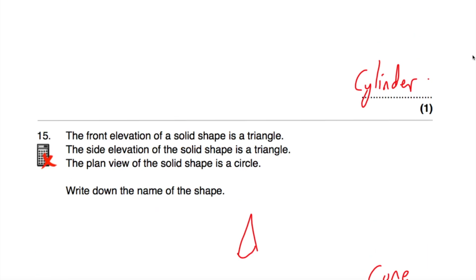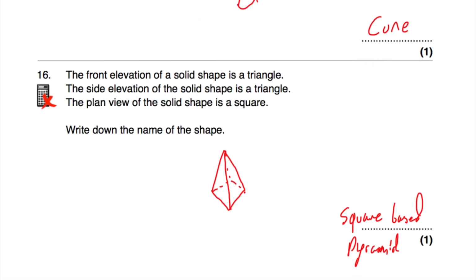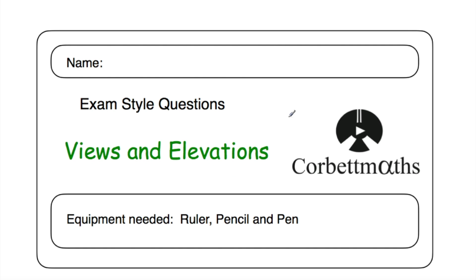And for questions 14, 15 and 16, it can be quite useful to get 3D shapes and to look at them from the front, from the side and from the top and see what the front elevation, the side elevation, the plan view of those various shapes are. And that's it. So these have been the video solutions of the Corbettmaths Practice Questions on views and elevations.